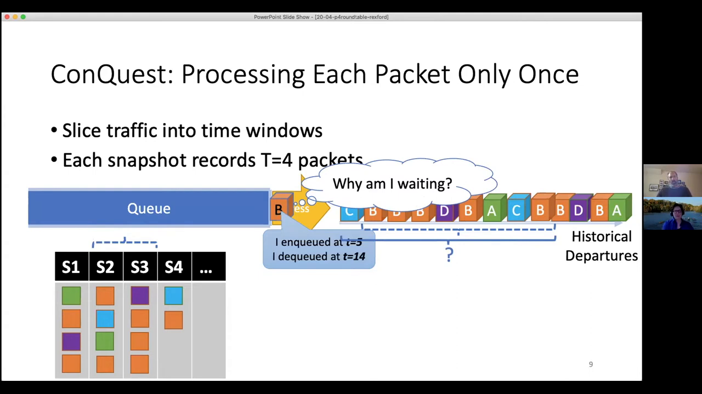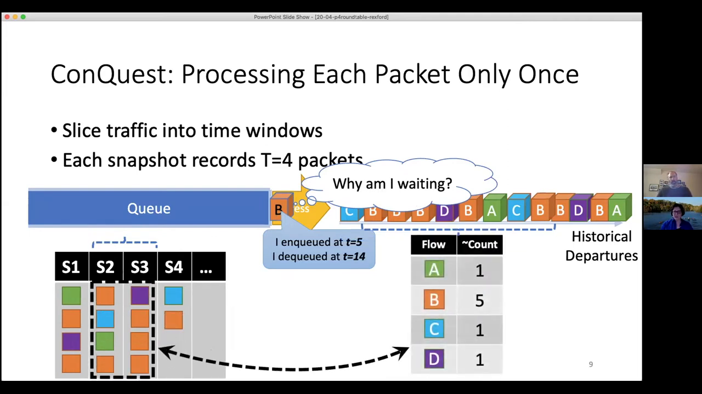By combining the information just in snapshot 2 and 3, we can get information like this that tells us that flow A had one packet, flow B had 5, and so on. And in particular, this flow can ask, how much of the traffic in this queue was from my own flow? And the answer is actually a lot of it. In fact, you're to blame for your own queuing delay. And now you can take action on that particular packet based on that knowledge. So that's the first idea, how we get around having to process packets multiple times by essentially keeping snapshots and retiring them over time when they're no longer relevant to the current packets being handled.